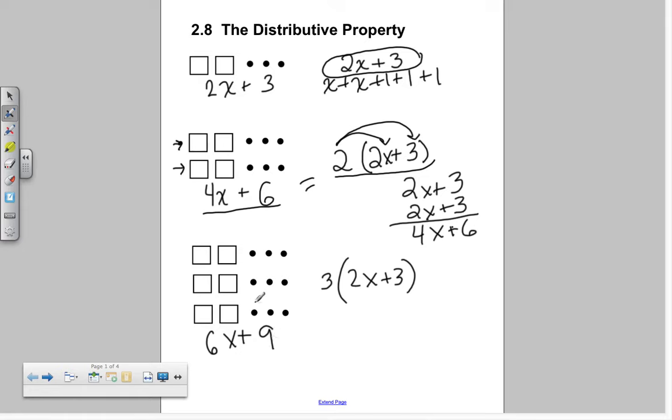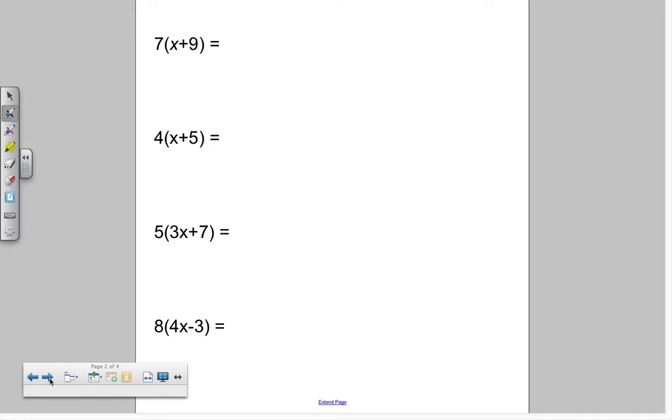That's if I just counted it. But if I didn't have the picture, I could multiply 3 by both of these things inside the parentheses and get the same thing. 3 times 2x would give me 6x. 3 groups of 2x. 3 groups of 3 would give me 9. 6x plus 9. Okay, so let's move on to doing it without a picture.